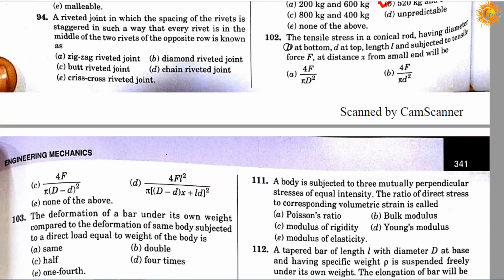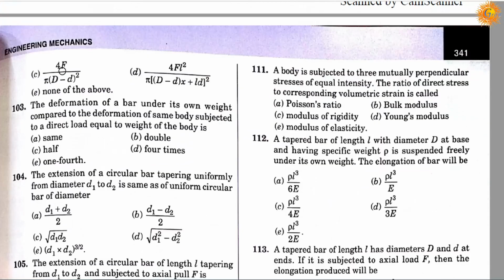Question number 102. The tensile stress in a conical rod having diameter D at bottom, small d at top, length small l, and subjected to tensile force capital F at distance small x from small end will be: option A 4F divided by pi D square, option B 4F divided by pi D square d square, option C 4F divided by pi (capital D minus small d) whole square, option D 4F l square divided by pi (capital D minus small d x plus l d) whole square, and option E none of the above.